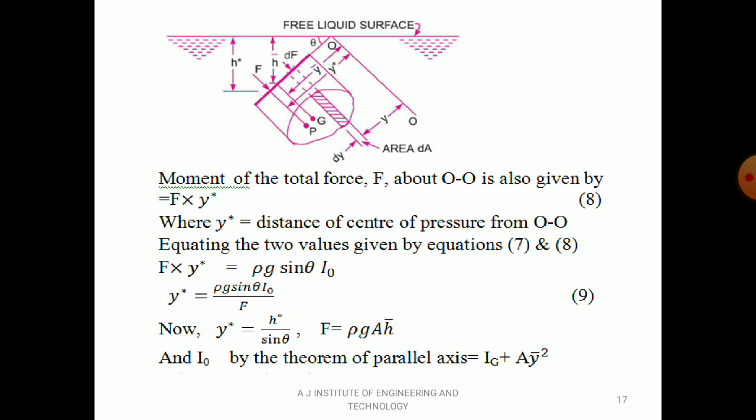Now Y star equal to H star divided by sin theta. This is from the relation H by Y equal to H bar by Y bar, equal to H star by Y star, equal to sin theta. So Y star equal to H star divided by sin theta, and F equal to rho g into A into H bar. And I naught, by theorem of parallel axis, I naught equal to Ig plus A into Y bar square. So this is with respect to OO. Don't forget this one. If you write Ig plus A into H bar square, then you are going to end up with a wrong result. So we are considering with respect to OO here.